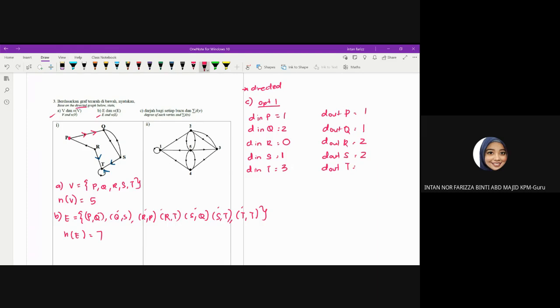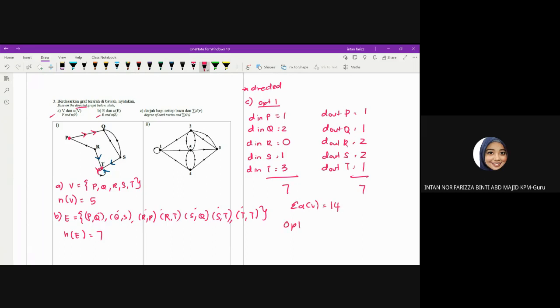How many coming out from T? So you look here, girls. This is your T, right? Coming out from T, that means this way. Out from T, we have 1. So find the total for in. So here we have 1, 2, 3, 6, 7. This one is also 7. So total is 14. 7 and 7.